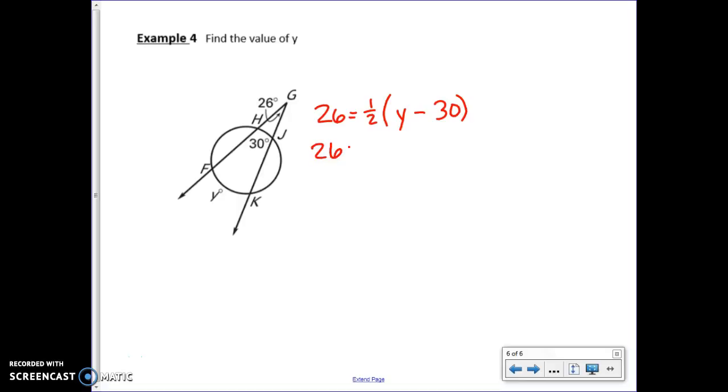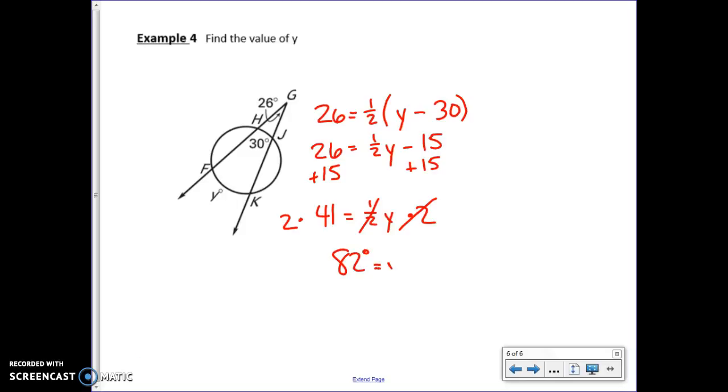So 26 equals 1/2 y minus 15. I'm going to add 15 to both sides. So 26 plus 15 gives me 41 is equal to 1/2 y. Now, divide by 1/2, which is the same as multiplying by 2. So these cancel. 2 times 41 then is 82 is equal to y.